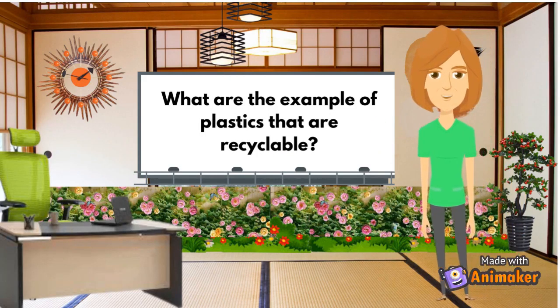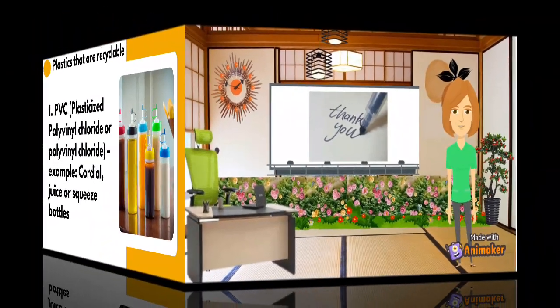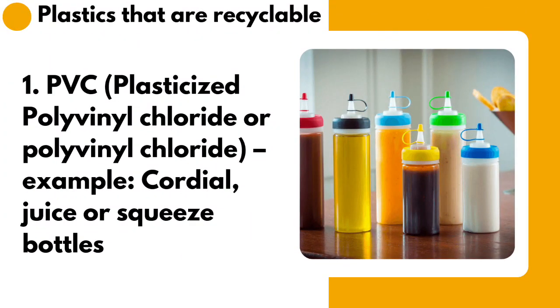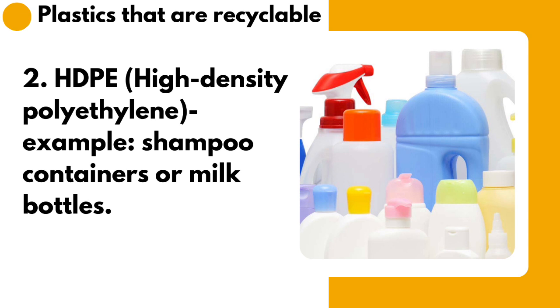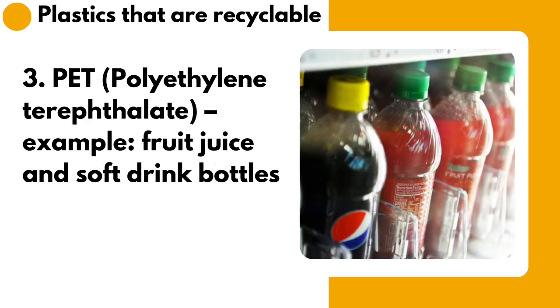Okay, so what are the examples of plastics that are recyclable? Number 1 is the PVC or the plasticized polyvinyl chloride. The examples are the cordial, juice or squeeze bottles, and etc. Number 2 is HDPE or high density polyethylene. The examples are shampoo containers or milk bottles. Next is PET or polyethylene terephthalate. Examples are the fruit juice and soft drinks bottles.